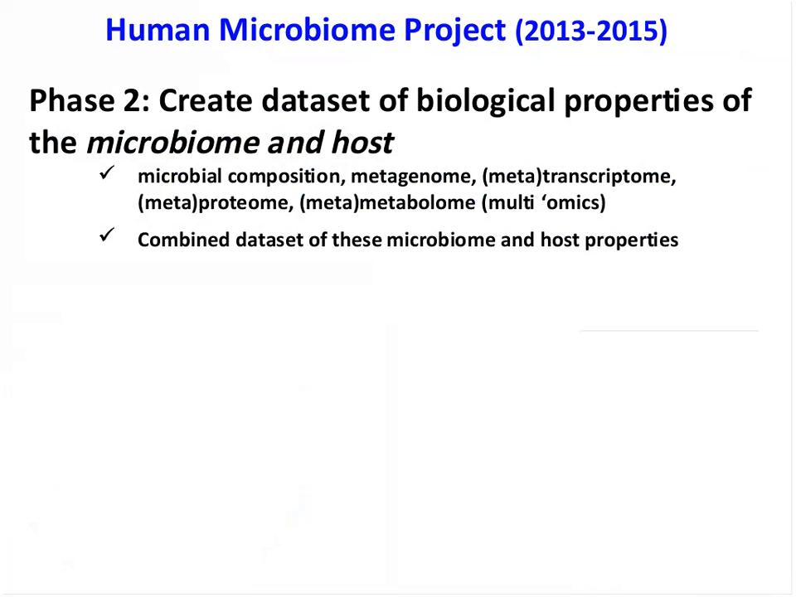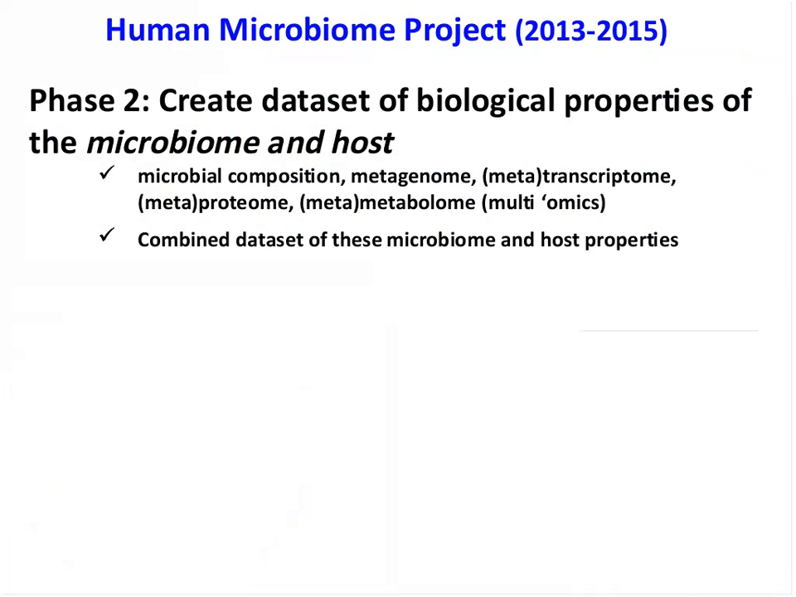So instead, we designed a smaller phase 2, just got started this year, to create a data set of these biological properties of the microbiome and the host. So we didn't do that in HMP1. We really zeroed in on the microbiome, but this time we decided in phase 2 to really start collecting different data types, not only from the microbiome, but also from the host. So from the microbiome, obviously composition, we definitely need phylogenetic data and metagenomic data, but we want to start collecting metatranscriptomic data, metaproteomic data, and metabolomic data from the microbiome, as well as those equivalent properties from the host.